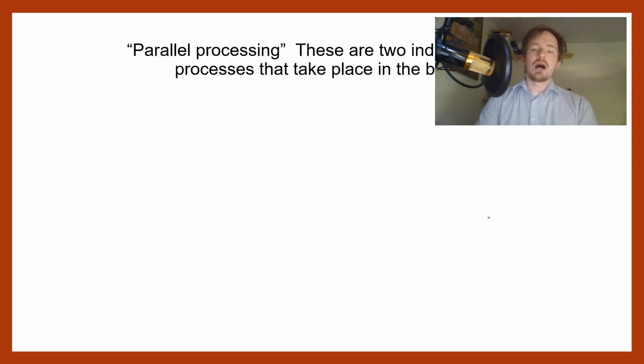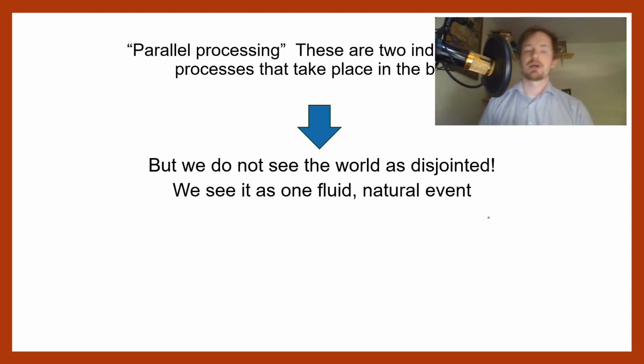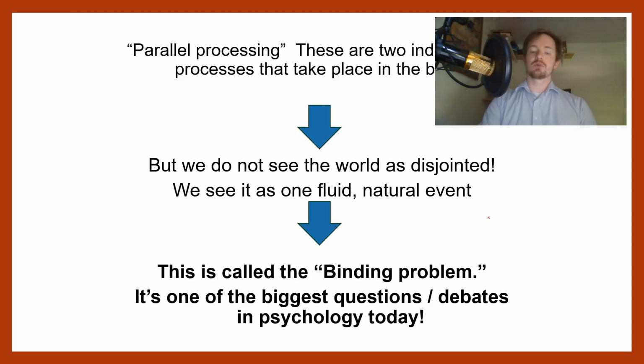All right, so this is what's called parallel processing: we have two independent processes taking place in the brain. However, we do not see the world as disjointed. We see it as a coherent, fluid whole. And that is called the binding problem. It is a huge problem, in as much as it needs to be solved, and it's something that people still debate.